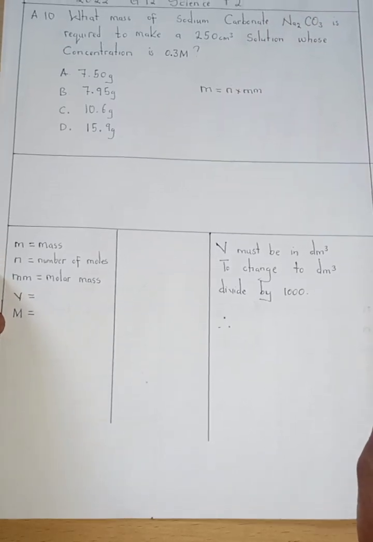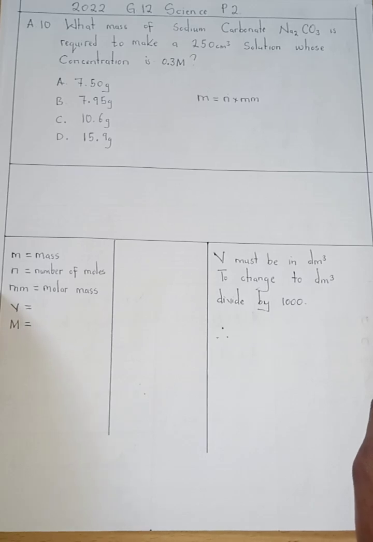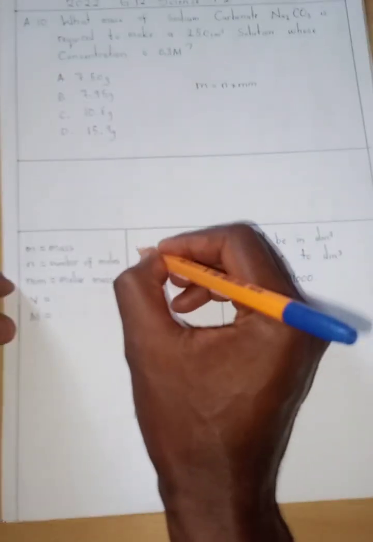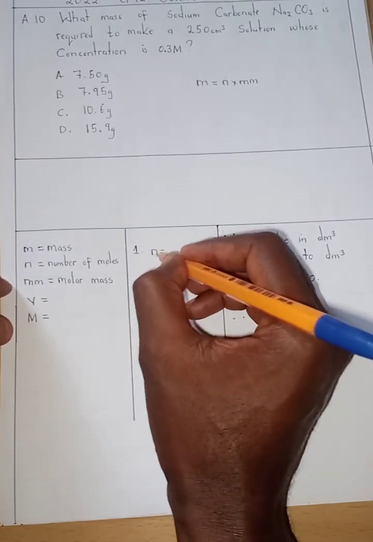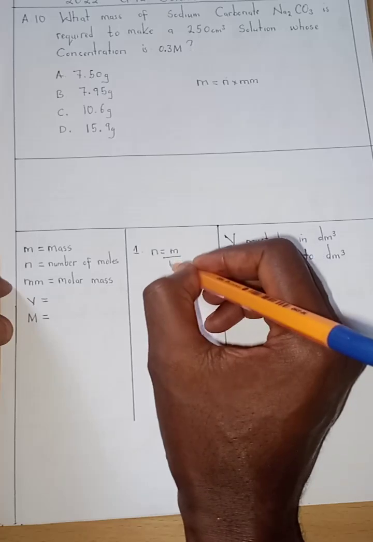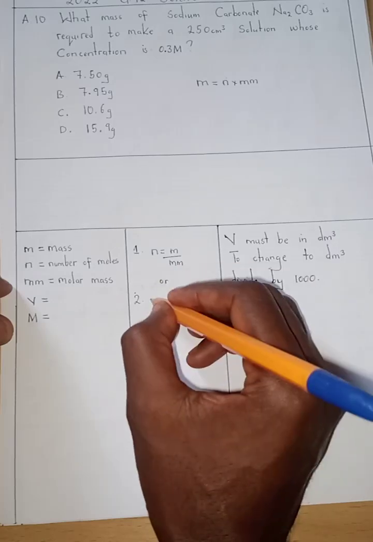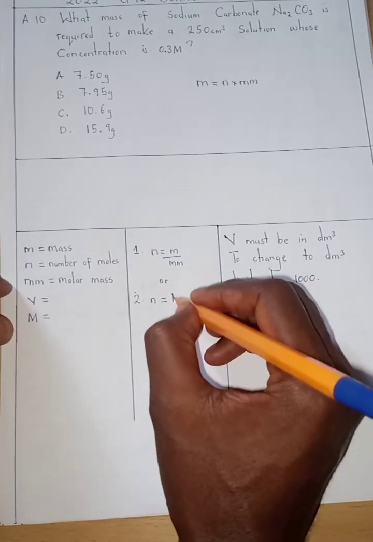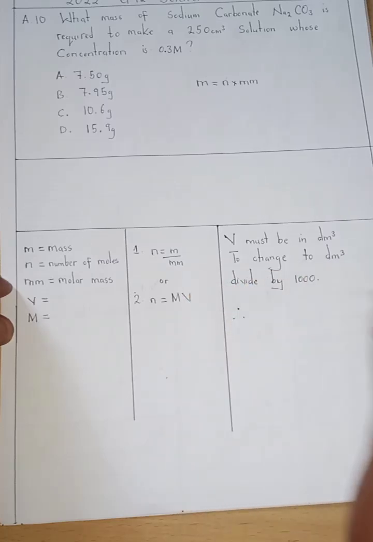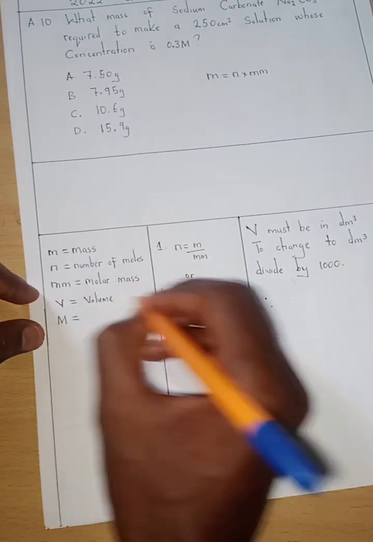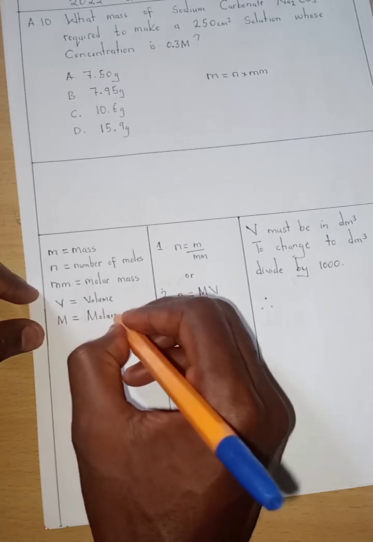When you look at the question, we have not been given the number of moles, nor the molar mass, but we have been given information to help us find those two. So let us start with the number of moles. To find the number of moles, there is this formula: number of moles is equal to mass over molar mass, or number of moles is equal to molarity, which is concentration, times volume. That is V for volume, then molarity or concentration.